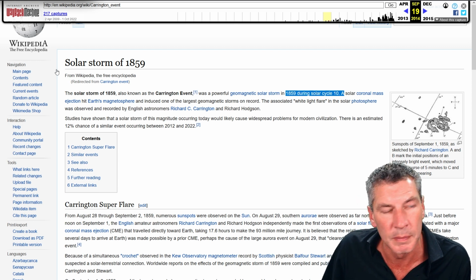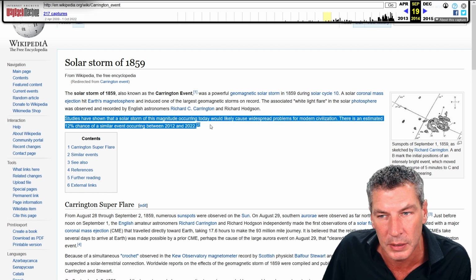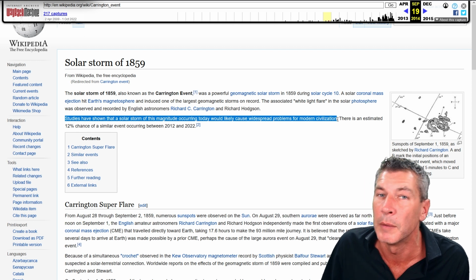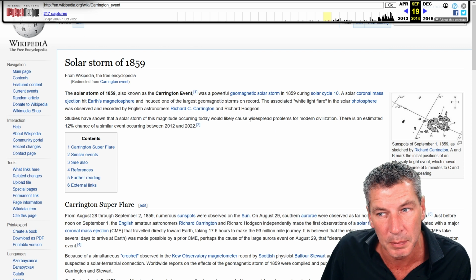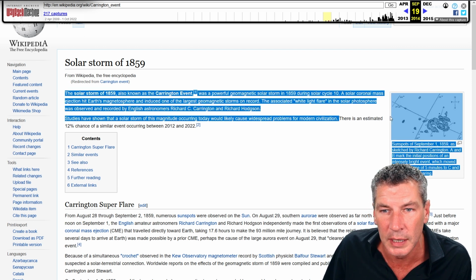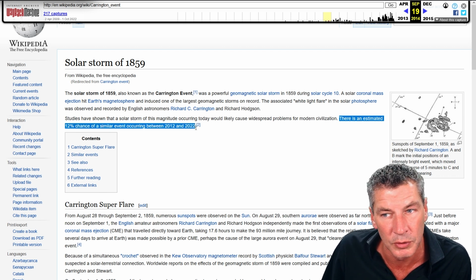This is why I'm using the Wayback Machine, because they changed it. And I'm not surprised, because it says here, studies have shown that a solar storm of this magnitude occurring today would likely cause widespread problems for modern civilization. It would put us back to the Bronze Age. That's more than widespread problems. It would put us back to the Bronze Age, pretty literally, right? There is an estimated 12% chance of a similar event occurring between 2012 and 2022.